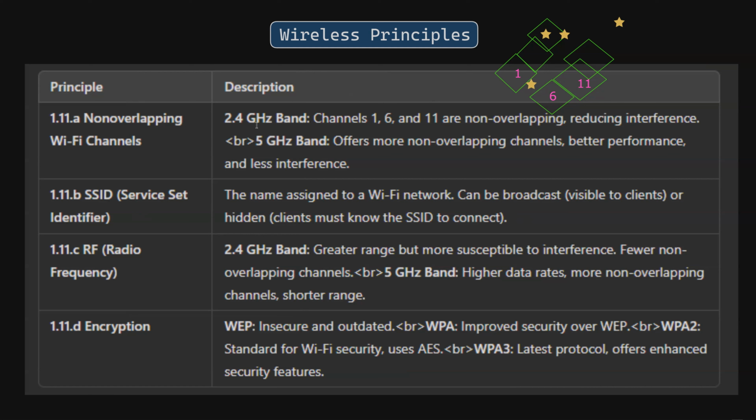So you have the 2.4 gigahertz band, and you have the 5 gigahertz band. Then SSID. What does it mean by SSID? SSID is nothing but a network name. The name assigned to the Wi-Fi network can be broadcast, visible to clients, or hidden.